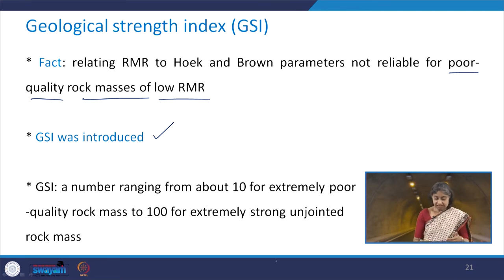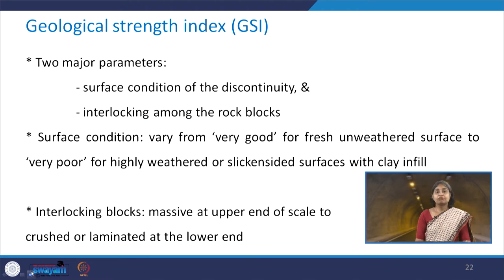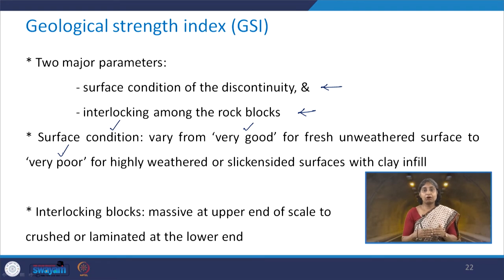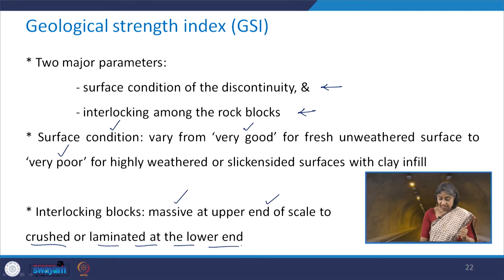GSI is a number ranging from about 10 for extremely poor quality rock mass to 100 for extremely strong unjointed rock mass. Let us take a look at the major parameters which give us the idea about the GSI. Two major parameters are there. First is the surface condition of the discontinuity, and the second is the interlocking among the rock blocks. Surface condition can vary from very good for fresh unweathered surfaces to very poor for highly weathered or slickensided surfaces with clay infill. The second part, interlocking blocks, ranges from massive at the upper end of the scale to crushed or laminated at the lower end.